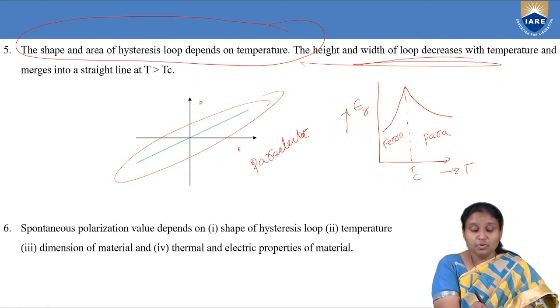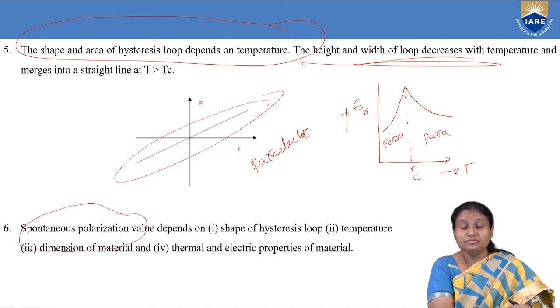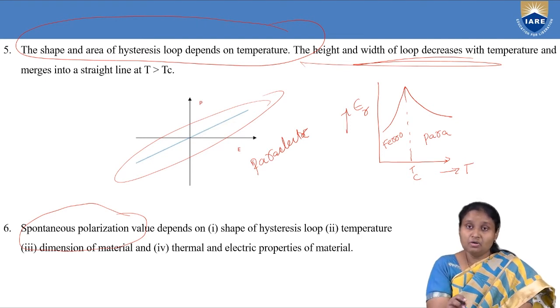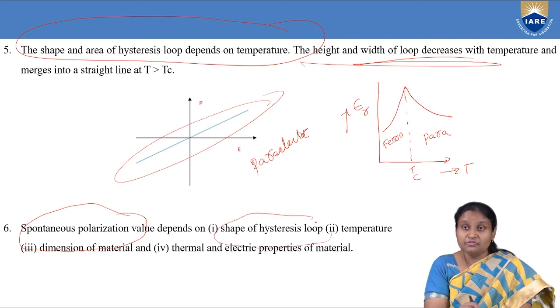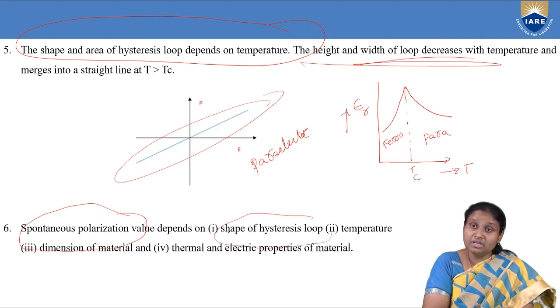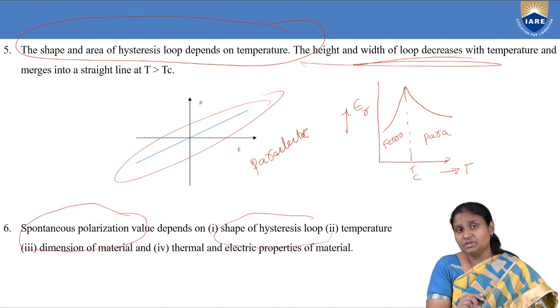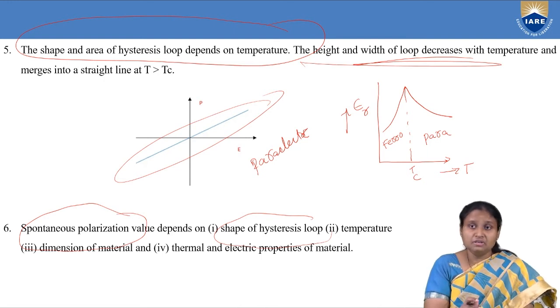And of course, the spontaneous polarization associated with ferroelectric material is dependent on certain factors. We have seen spontaneous polarization. It depends upon the shape of the hysteresis loop. Some ferroelectric materials exhibit a small hysteresis loop, their area will be small, whereas other ferroelectric materials exhibit a large hysteresis loop area. So depending upon the shape of the hysteresis loop, obviously the spontaneous polarization value is going to change, and it is also going to change with temperature, which we just discussed.